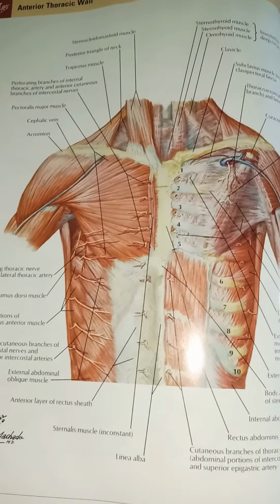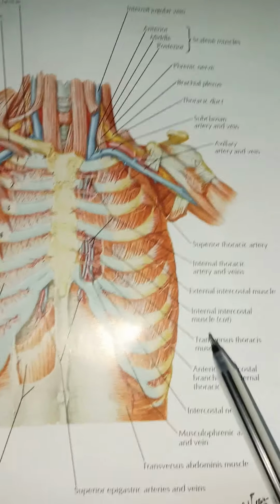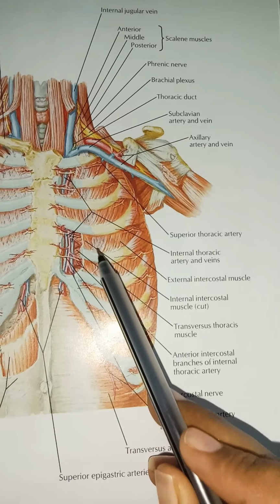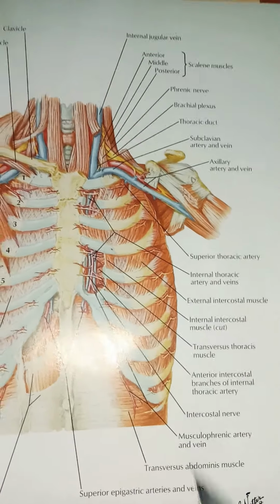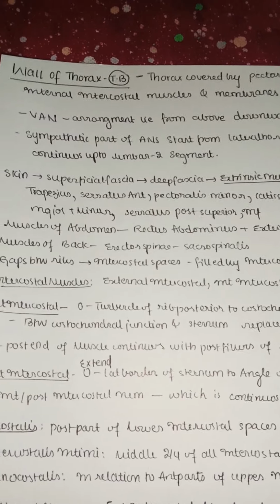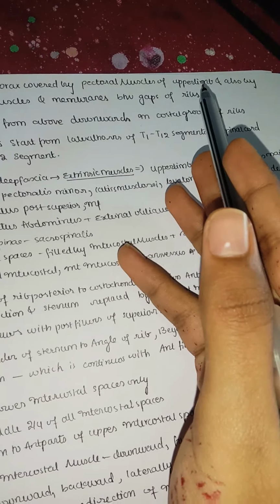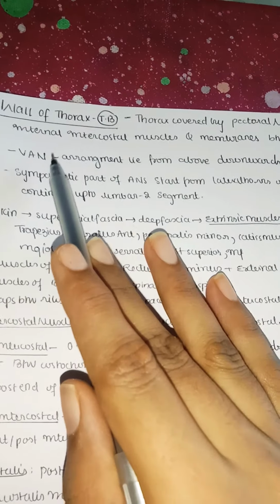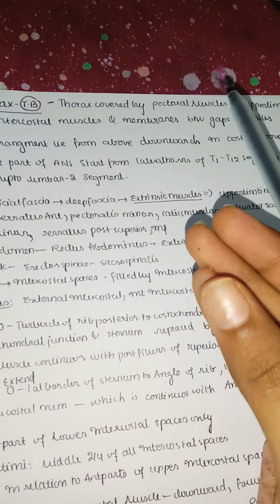Actually, these internal intercostal muscles are in between the ribs. You can see here this is an internal intercostal muscle, which is in between the ribs. We'll learn how they are attached, what their insertions are, everything. So the thorax is mainly covered by the pectoralis muscle of the upper limb, the internal intercostal muscle, and also the membranes found in the gaps between the ribs.